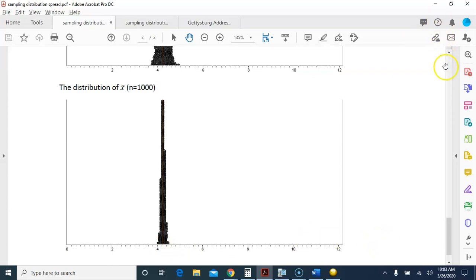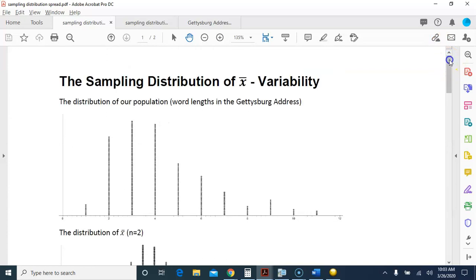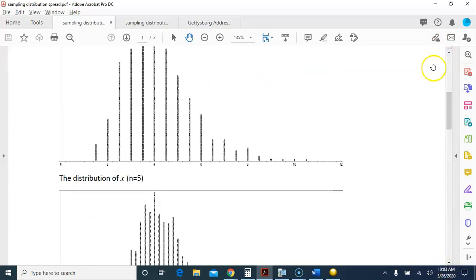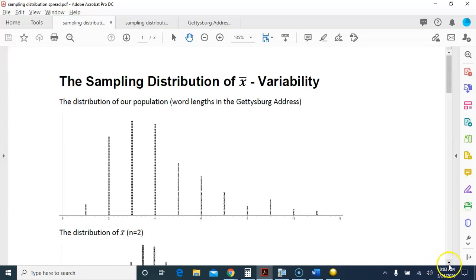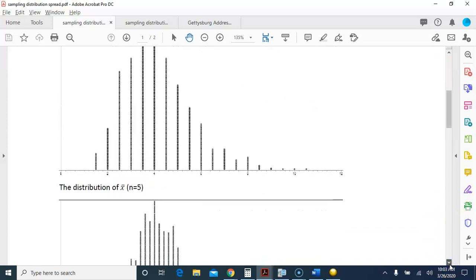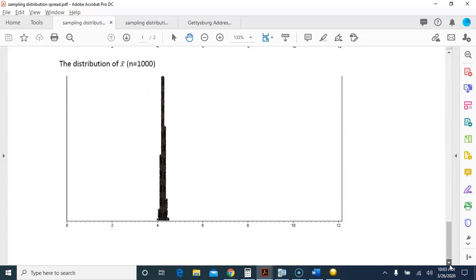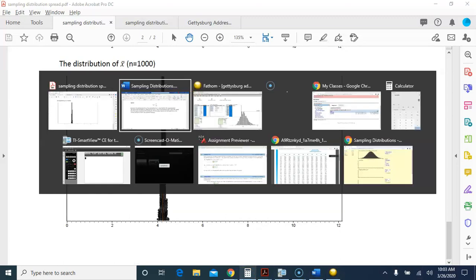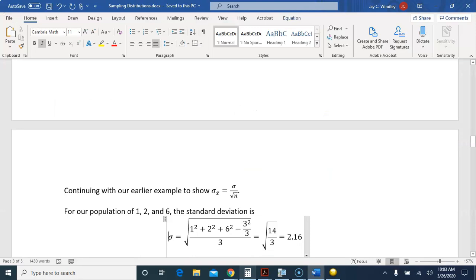Again, the point with this series of pictures is that as the sample size gets bigger, the spread of the x bars gets smaller. The x bars get closer and closer to one another. Let's do a numerical example showing that that works.